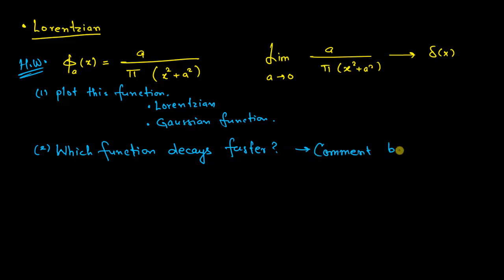So you should comment below. And this is just a 2-minute job: just plot both, take the same value of a, just take the limit a goes to 0 and see which function goes to 0. And this one thing, whether the Lorentzian or the Gaussian function decays faster, will help you in many places. If you do this complex analysis course in your master's course, then you will realize how important this concept is, that which function goes to 0 faster, the Lorentzian or the Gaussian.